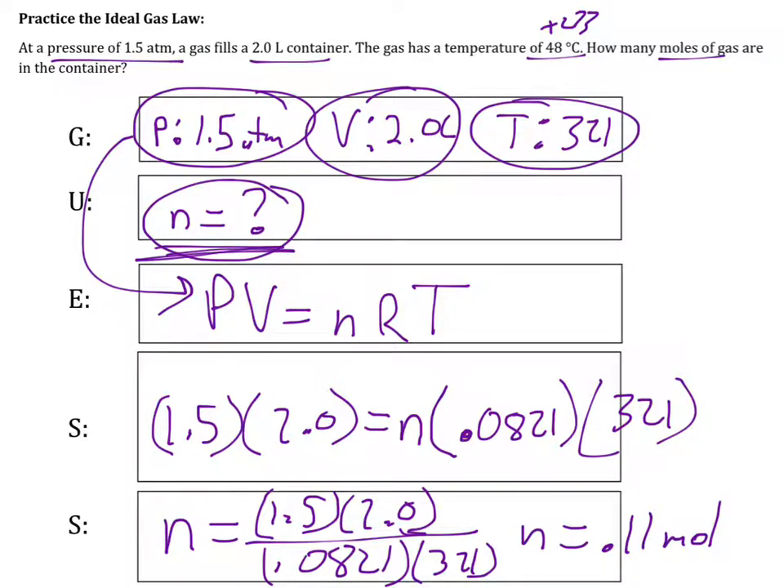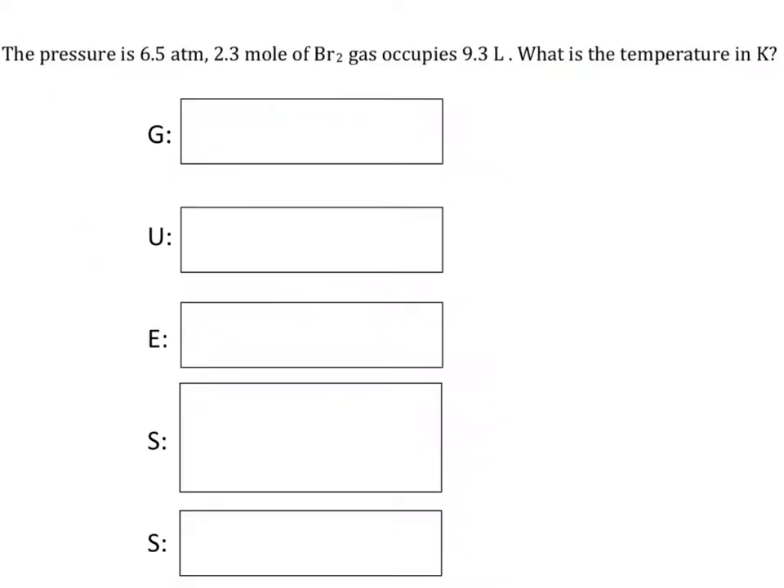and it doesn't even say moles, it just says of gas, so it's moles of gas. And that could be any gas, whether it's hydrogen gas or helium gas or whatever. So 0.11 moles of gas, and that's our answer. Smiley face, because we're happy. Let's do the next problem here.